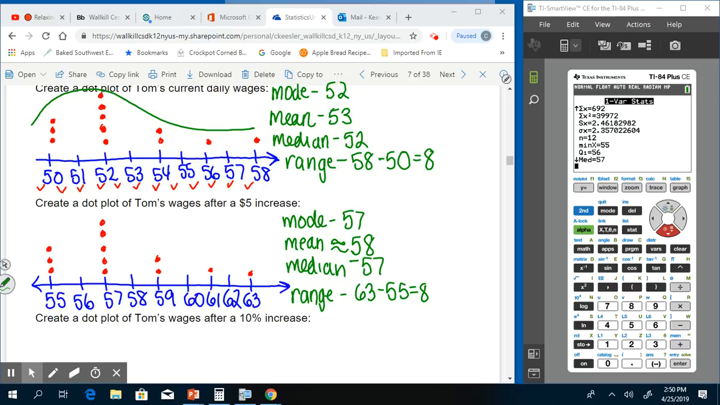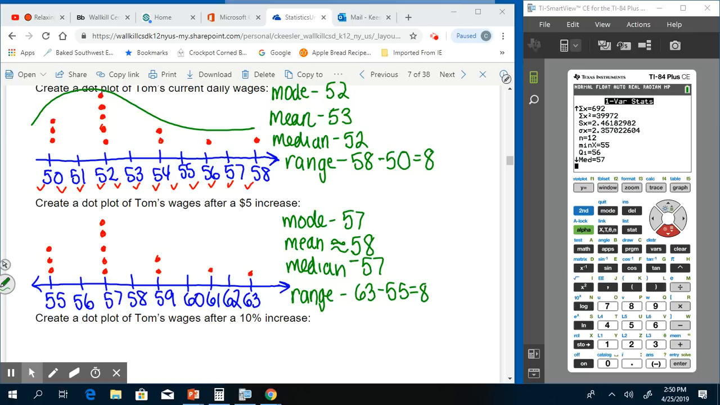Notice again, 52 plus 5 is 57. So by doing that $5 increase, it just added 5 to all 3: mode, median, and mean. Okay, the range stayed the same. So if we just wanted to figure out the change after a $5 increase, if we knew the mean was 53, we could have just added 5 and our new mean would be 58.